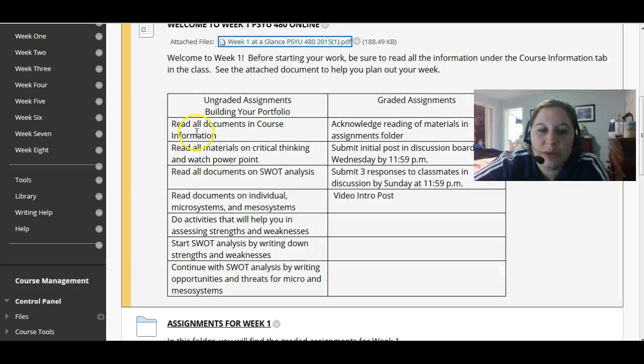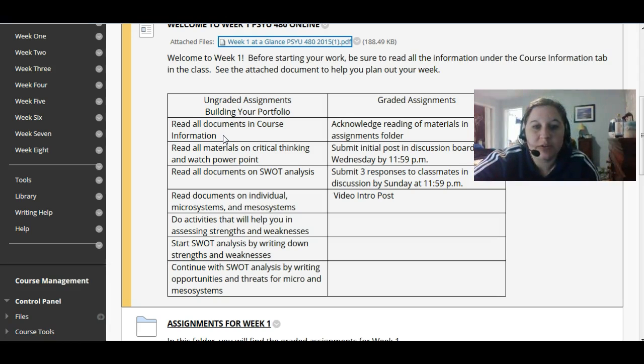When we go back to the week 1 shell, there's also a graphic here that talks about the ungraded assignments that you're going to be working on each week, or hopefully working on. I really stress that you do work on them to help build your portfolio, and then a chart about the graded assignments. So as you look here, it talks about reading all the documents and course information. I mentioned that in my welcome video, so please do that.